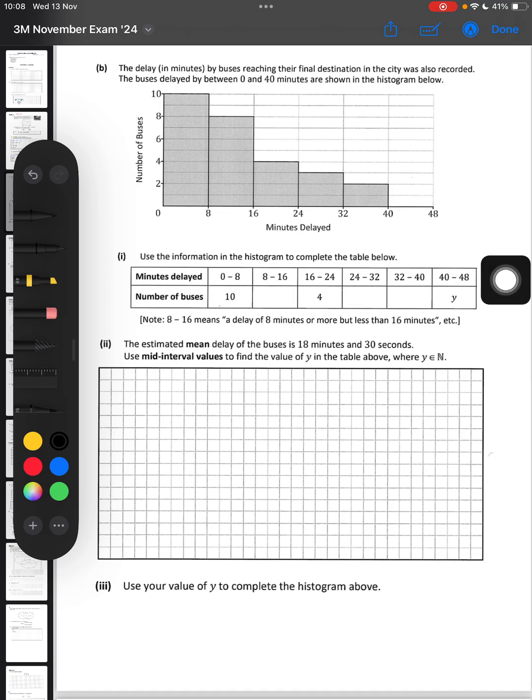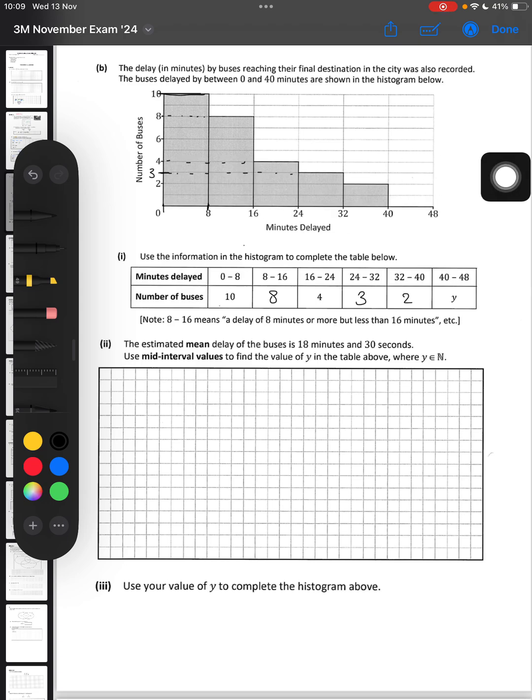Okay, so between 0 and 8 minutes, between here and here, we see that we are at 10. They filled in 10 for us, so that's perfect. Between 8 and 16, it is 8. And between 16 and 24, from here to here, we are at 4. Between 24 and 32, we are at a line that is halfway between 2 and 4, so it is 3. And then between 32 and 40, we are at 2.